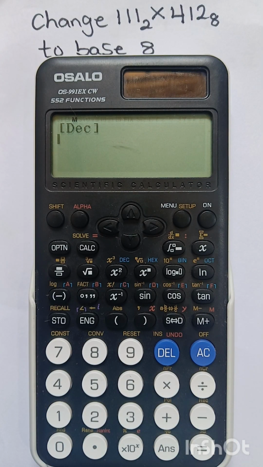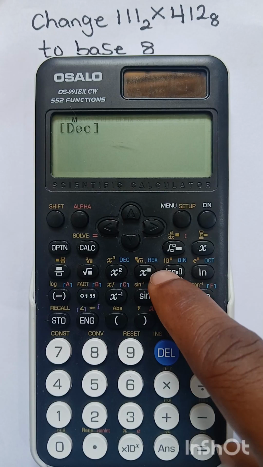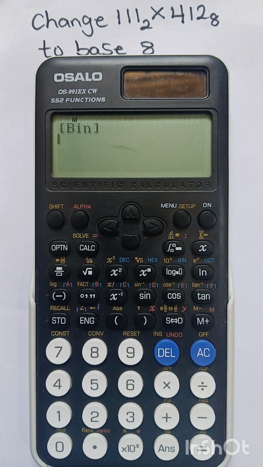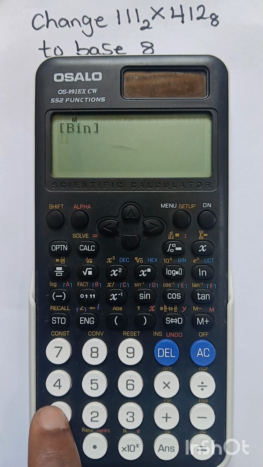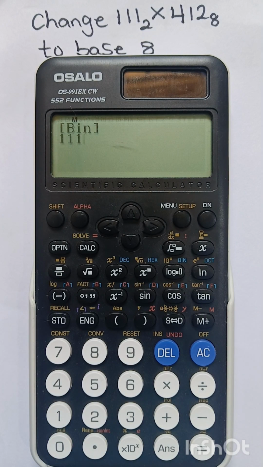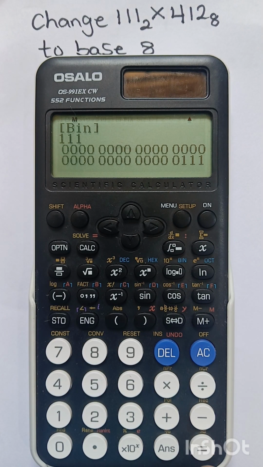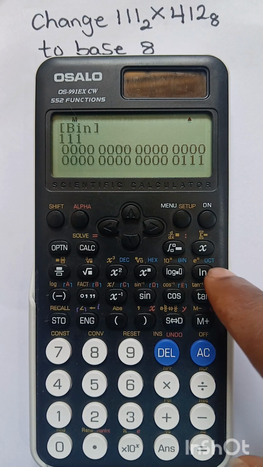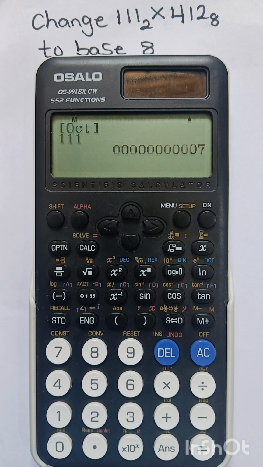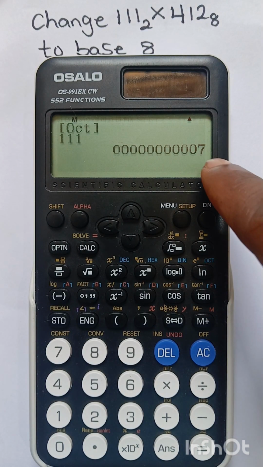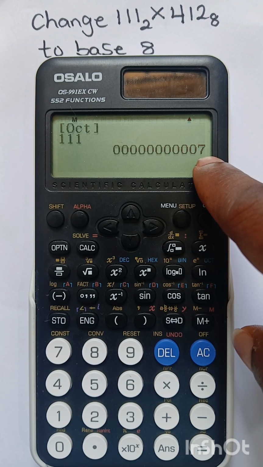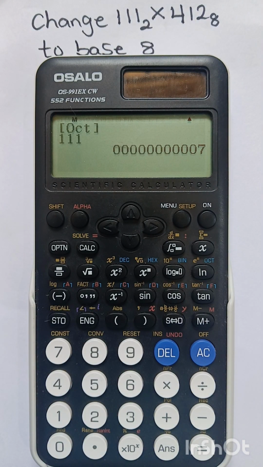Then since it is in base 2, you press on bin or the log, then you press your 111. Then the next step is that, don't forget that we are converting it to base 8. So you press your equal sign, and we have this answer. Since you are converting it to base 8, you press on the up key here, then we have 7. The answer is 7 here. So when you convert 111 base 2 to base 8, the answer will be 7.